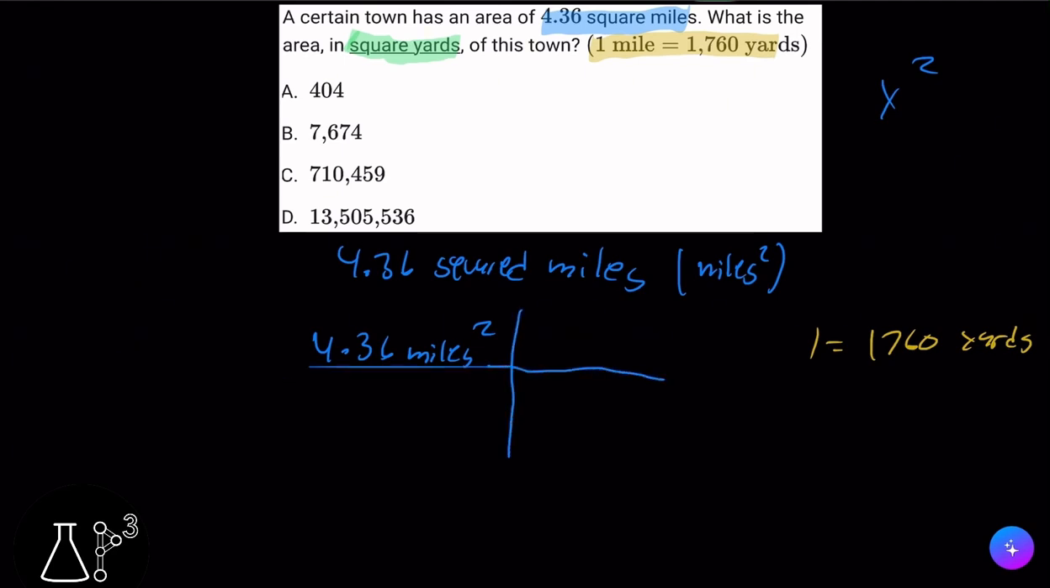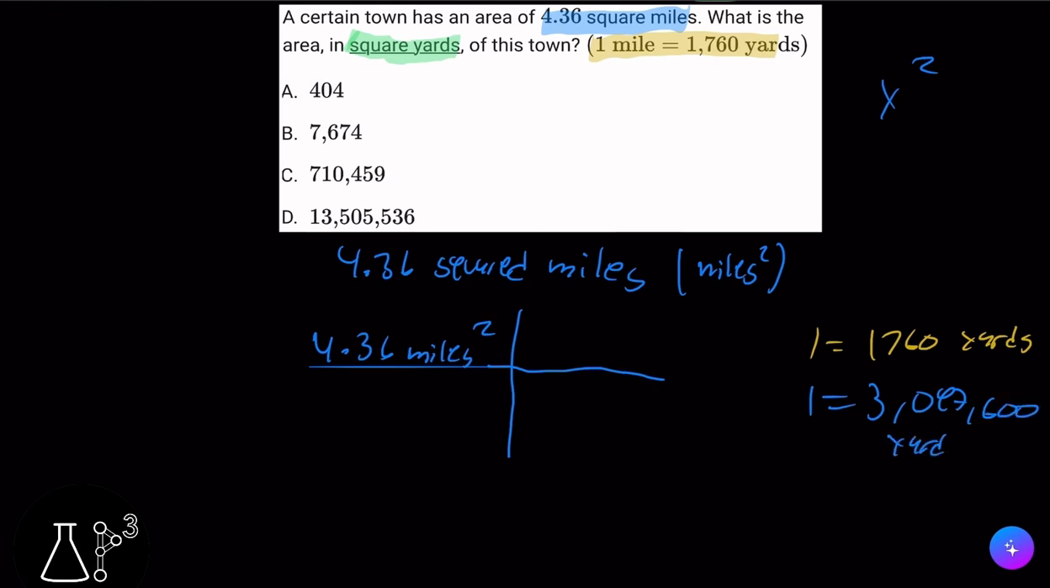So if you're looking for squared miles, we have to convert 1 mile into miles squared to get yards squared. So if I do 1 to the power 2, I get 1, and that equals 1,760 squared. So 1,760 squared, I get 3,097,600 yards squared.